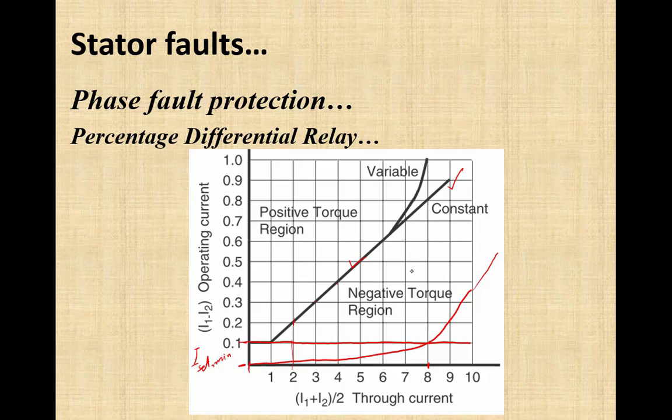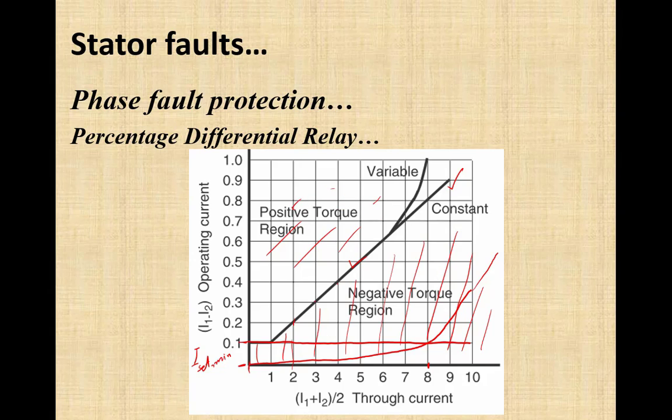to an external fault. So this region under this curve is known as the negative torque region or blocking region, where the differential relay is not going to operate. If the operating current is less than this value for this through current, there is no tripping. Here this line is the boundary condition, and here we have the tripping region.